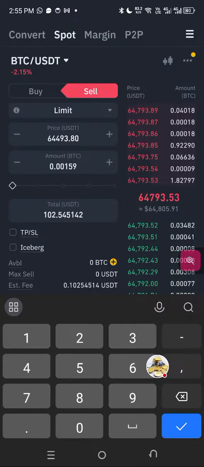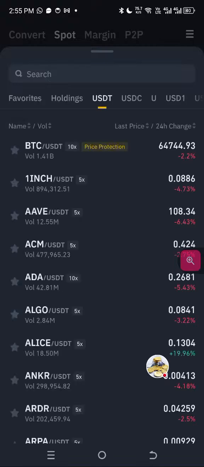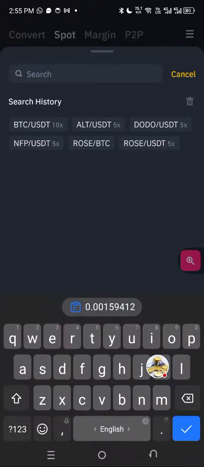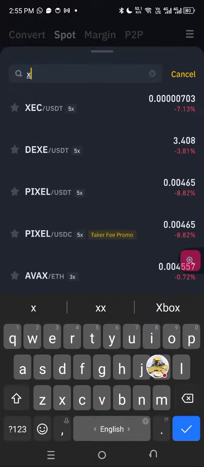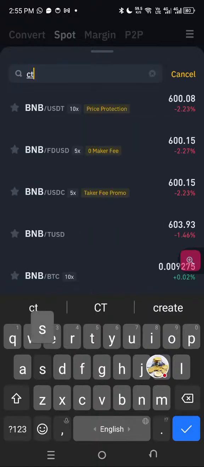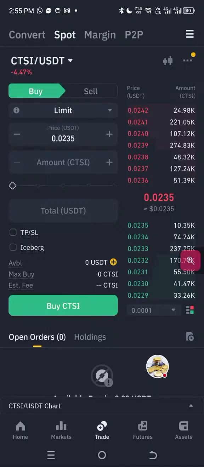Okay, so let's quickly check CTSI. So that's the next one we're checking. And it's saying we have to buy that and then sell to TRY and then to USDT. Okay, let's check XEC. Oh no, XEC doesn't have the TRY option. So we can't even do that one. So let me go back to the CTSI. Okay, let's check. We have CTSI, USDT, and BTC. Let's see whether there's anything here for us.